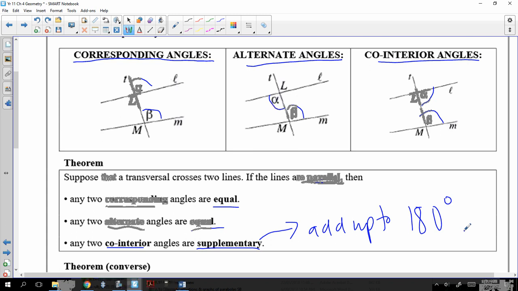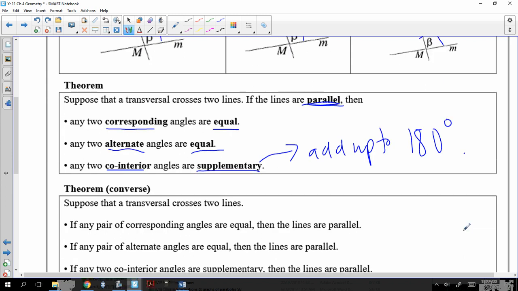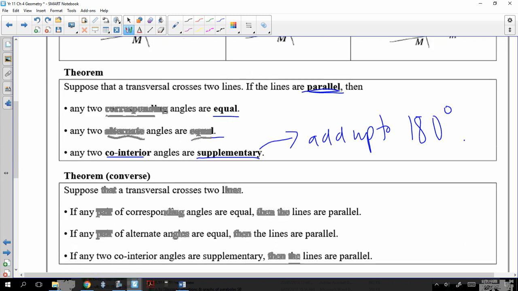Okay, the converse is also true. What's a converse? If the two corresponding angles are equal, then they are parallel. Or if the alternate angles are equal, they are parallel as well. Or if the co-interior angles are supplementary, they are parallel. So you can do it in both ways. The converse of the theorem is to prove lines are parallel. The other one is, given they are parallel, to figure out the missing angles.